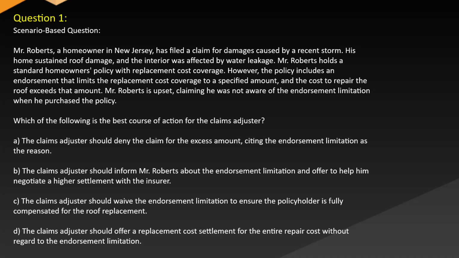A. The claims adjuster should deny the claim for the excess amount, citing the endorsement limitation as the reason. B. The claims adjuster should inform Mr. Roberts about the endorsement limitation and offer to help him negotiate a higher settlement with the insurer. C. The claims adjuster should waive the endorsement limitation to ensure the policyholder is fully compensated for the roof replacement. D. The claims adjuster should offer replacement costs settlement for the entire repair cost without regard to the endorsement limitation.